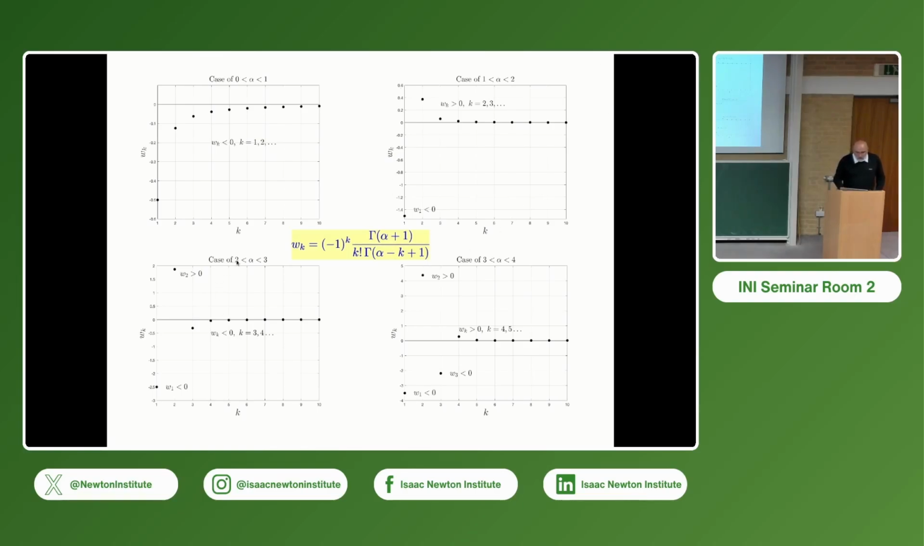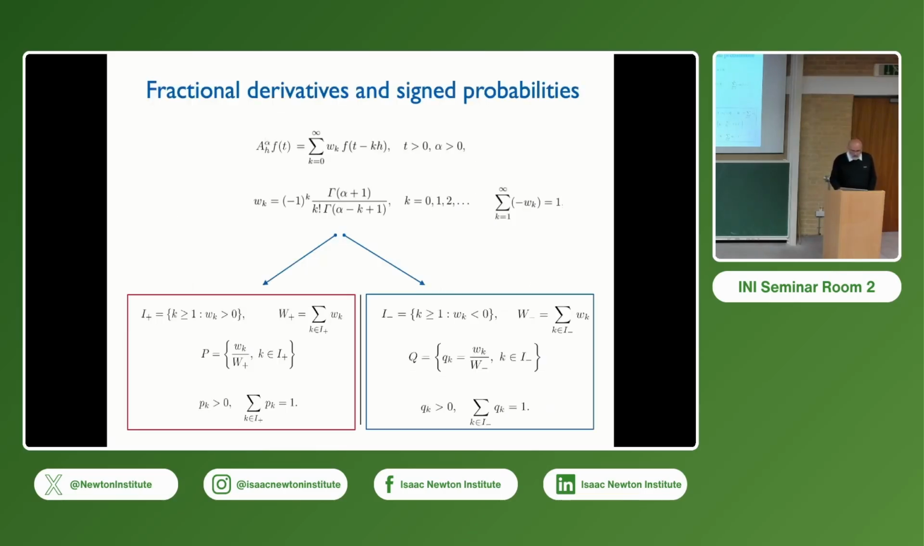Between 2 and 3, we have negative, positive, and the rest are negative. So one is having the other sign. And so forth. Between 3 and 4, we have a more complex thing. We have minus, plus, minus, and the rest are positive. And so forth. So what to do with that?